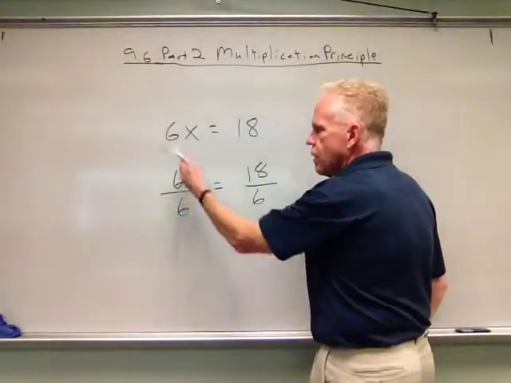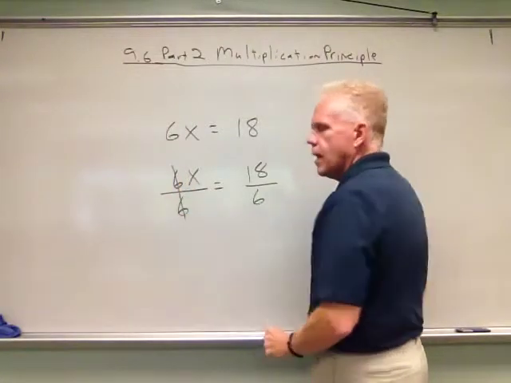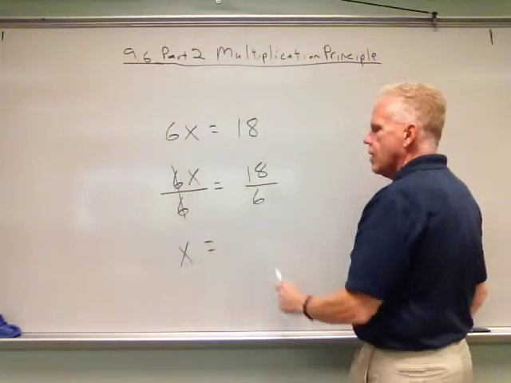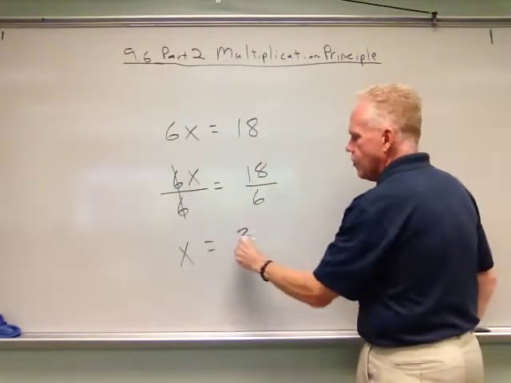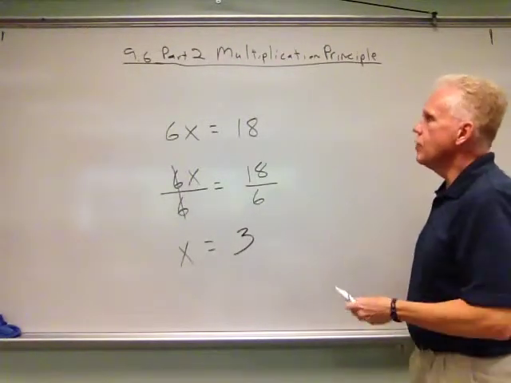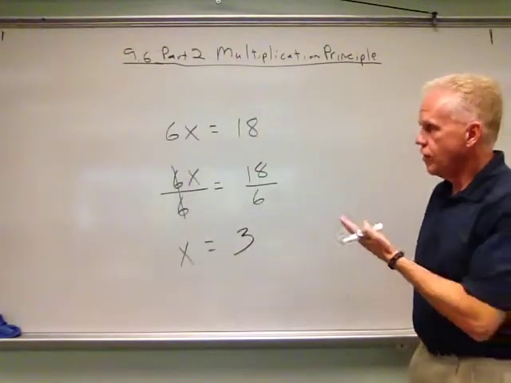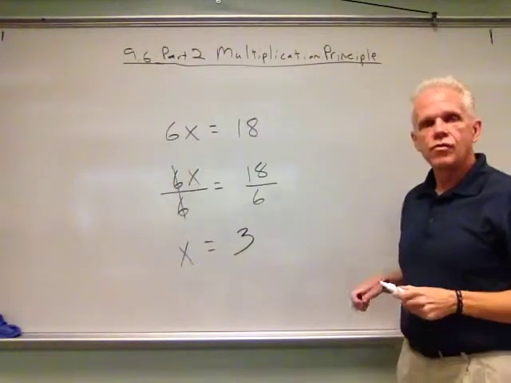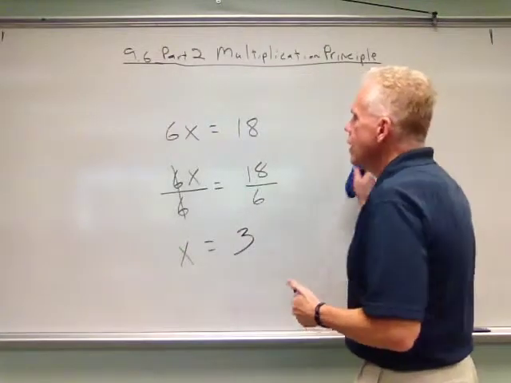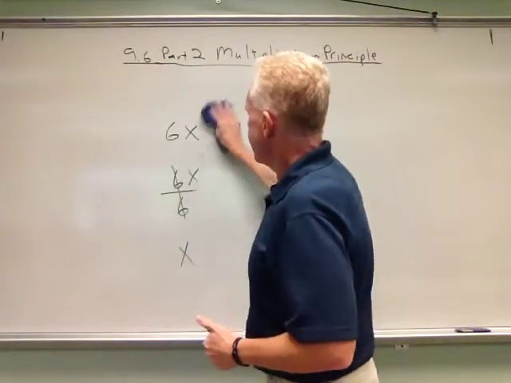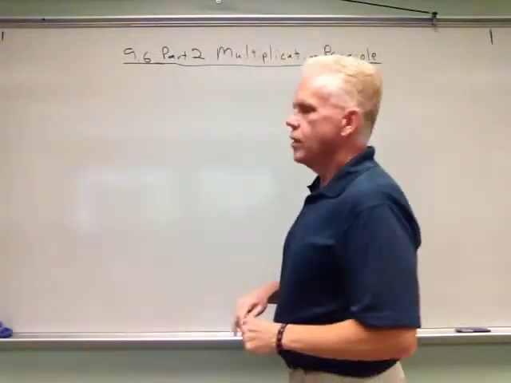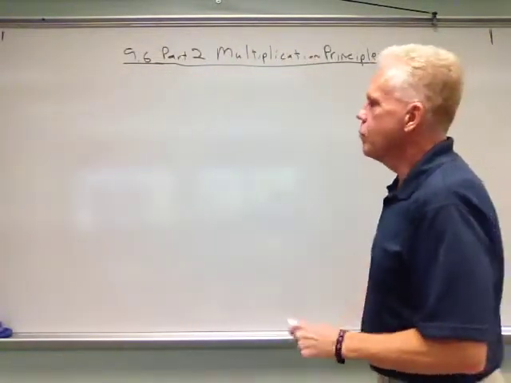Now when we divided this by 6, we were able to cancel that 6 out, and it left us with an x. And of course we worked this side out over here, and that gets us a 3. So the solution to our equation 6x equals 18 using the multiplication principle is x equals 3. That's just a simple example of the multiplication principle. Let me see if I can give you maybe a summary of what the multiplication principle is used for and what it does.